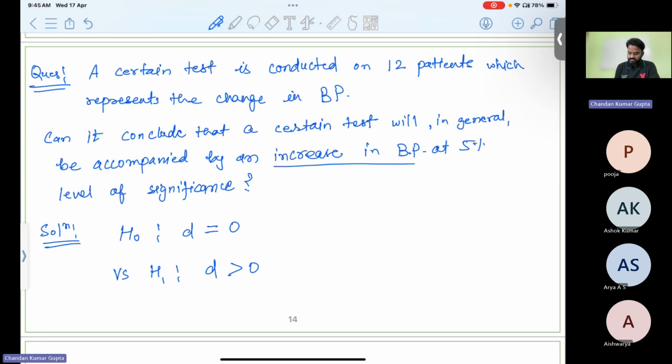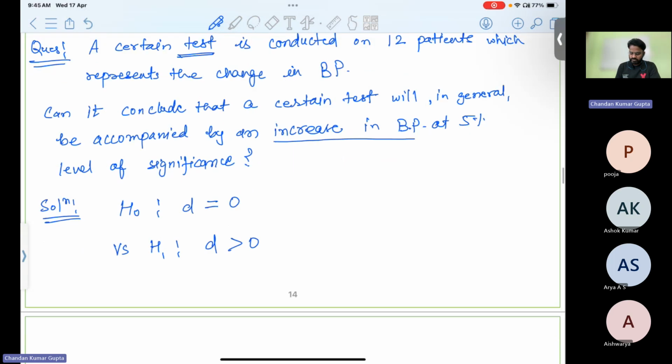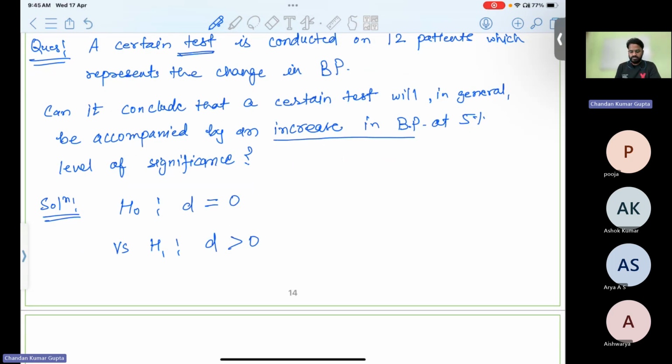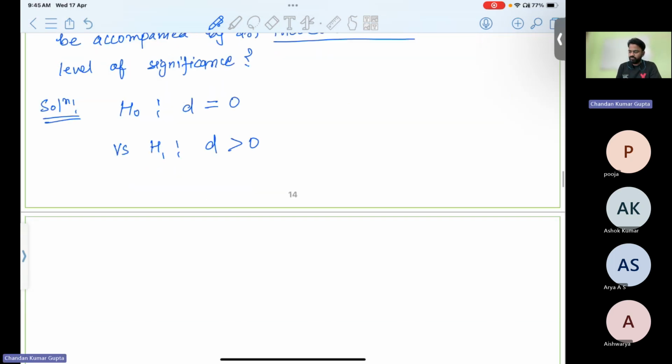It can conclude that the patient represents a change in BP. A certain test is there, right? So at the first test and at the second test, the increase in BP is observed or not. So this is the increase in BP. So D is equal to 0 or D is greater than 0. Now the data is like this. Okay, data is okay.